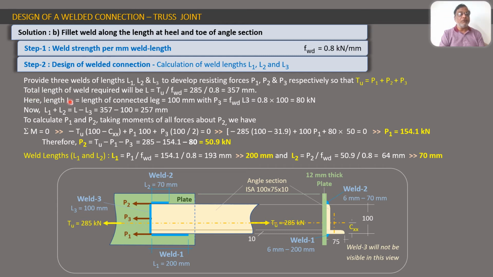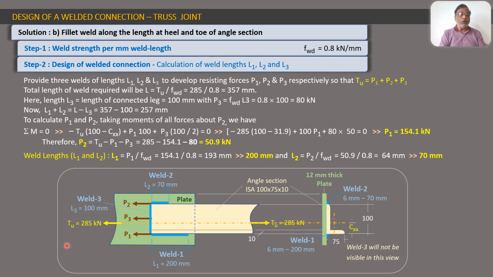Now total length of the weld. Let us see for 285 what is the requirement of total length of weld. The distribution as L1, L2, L3 will be done later. First of all, let us find out what will be the total length of the weld required. So it will be L equal to TU upon FWD. TU is total force upon the weld strength. So this amounts to 285 upon 0.8 kilonewton per mm. This is 357 mm. So we require 357 mm as the total length of the weld.